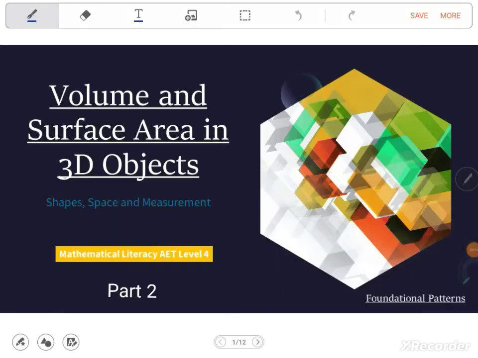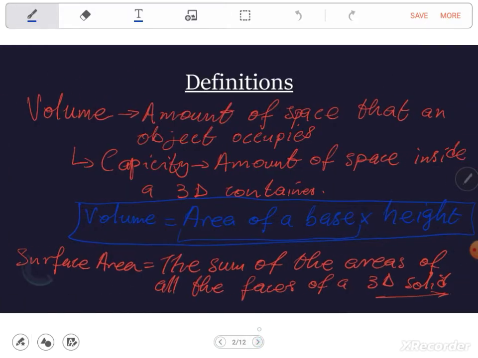Welcome to Foundational Patterns. In this lesson, we are continuing on calculation of the volume and surface area of 3D objects. This is a topic under the Shape, Space and Measurement of Mathematical Literacy, ABET Level 4.